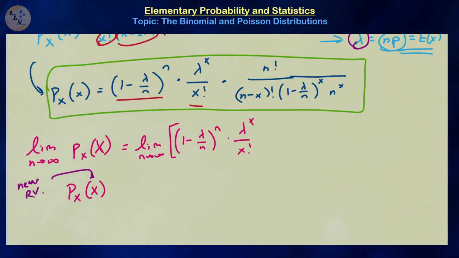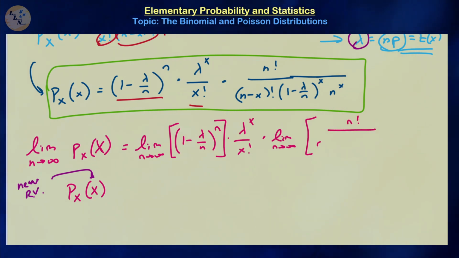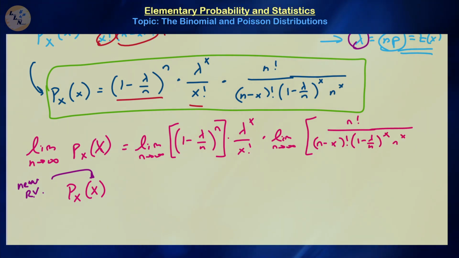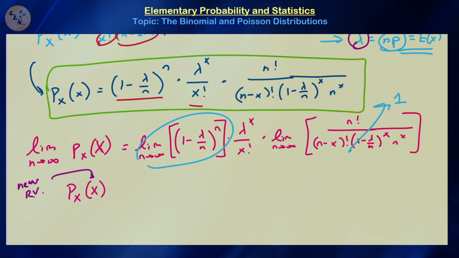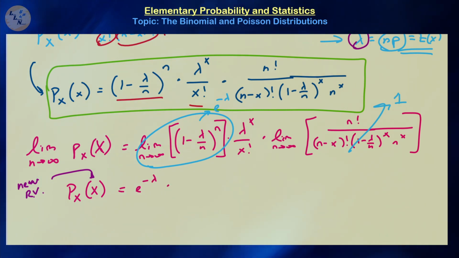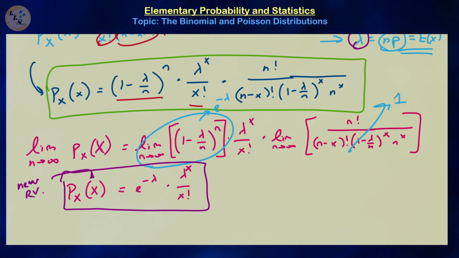Actually, I don't need to focus on that second piece because it doesn't even have n in it. And then times the limit as n goes to infinity of n factorial over (n minus x) factorial, (1 minus lambda over n) to the x, and n to the x. I leave it as an exercise for you calculus lovers that this will go to 1, and that this limit here will go to e to the minus lambda. So once we got all that situated, we're just left with e to the minus lambda times lambda to the x over x factorial times 1. I'm just going to forget that times 1 thing, and I'm just left with this very cute little distribution.